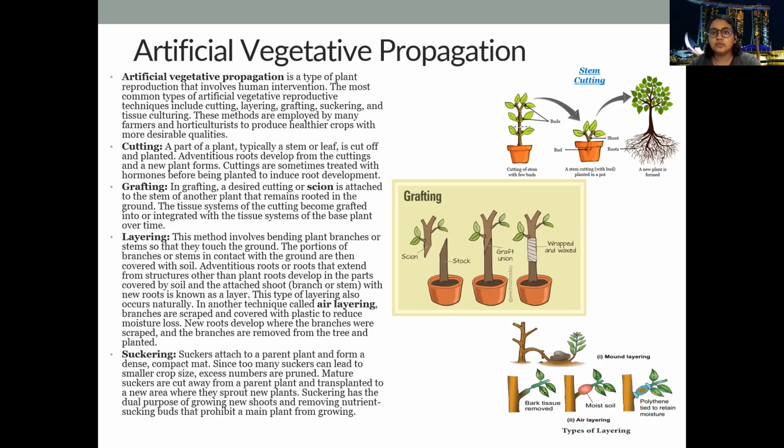Then we learned what kinds of asexual reproduction occur in plants and animals. First we took examples of animals, where we learned about binary fission and multiple fission, right?